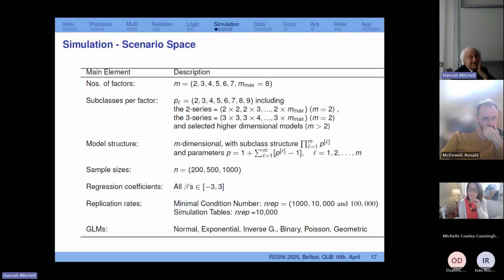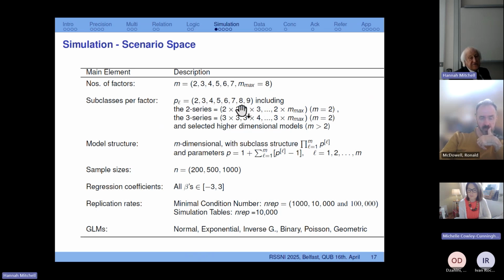Now you may think, how is he going to simulate this? This is really an infinite simulation space if you think about it. So I can't do it all, but I can only begin to explore the foothills of the space, and I explore the useful foothills of this space. So I can have M, the number of categorical factors, up to a maximum of 8 in this simulation. I can have subclasses per factor going up to 9.